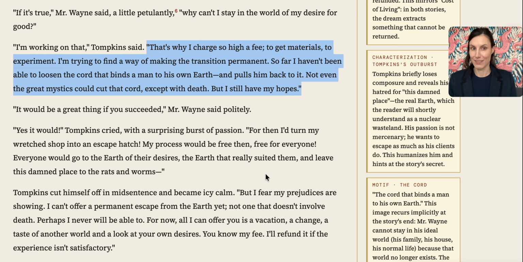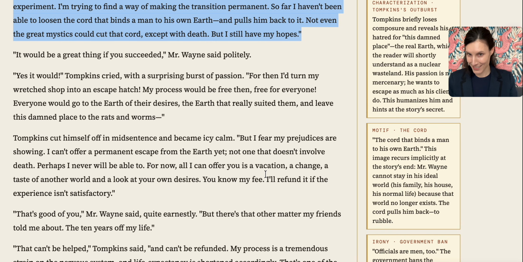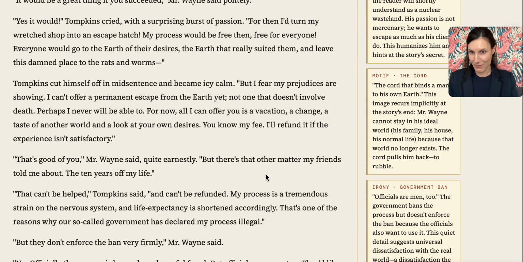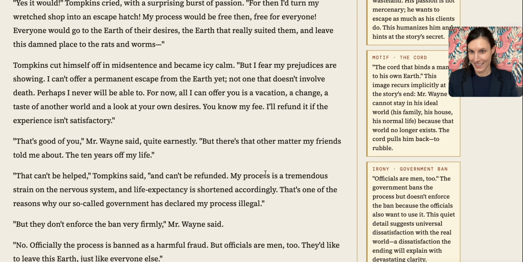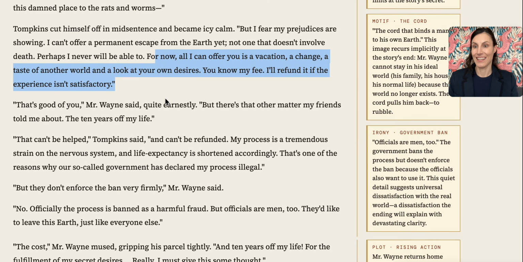So the way we're looking at Mr. Wayne at first, we might feel he is being kind of selfish because he wants to do this experience. We're assuming he's paying money. For now, the experience does not last forever. It is not at all permanent. He says it's like a vacation, a taste of another world, and a look into your own desires. And it can't be refunded.